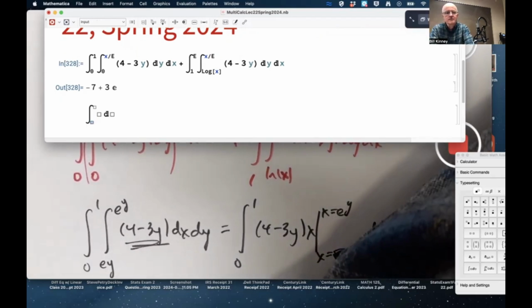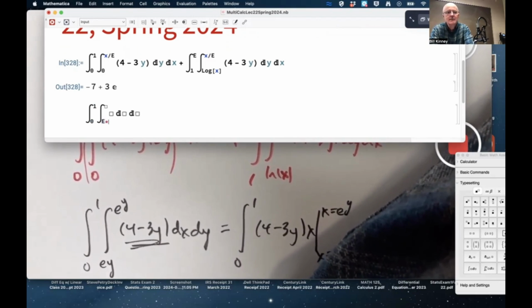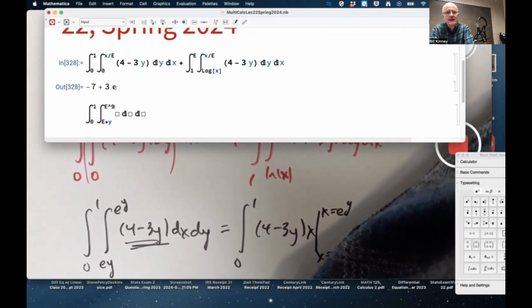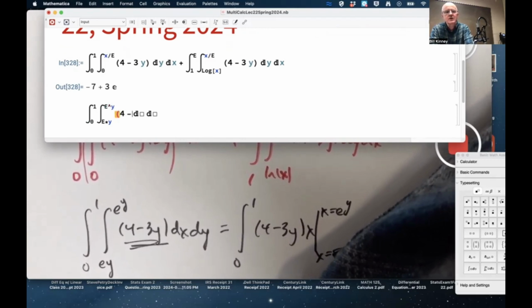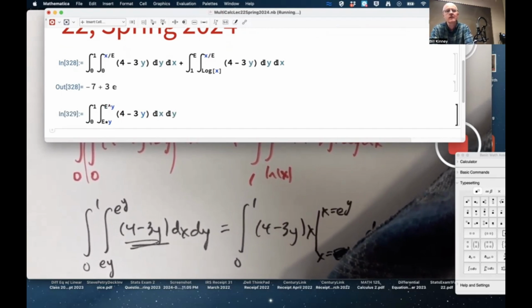Just one integral. 0 to 1. E times y to e to the y. Same function, but the opposite order for dy and dx. It becomes dx dy now.